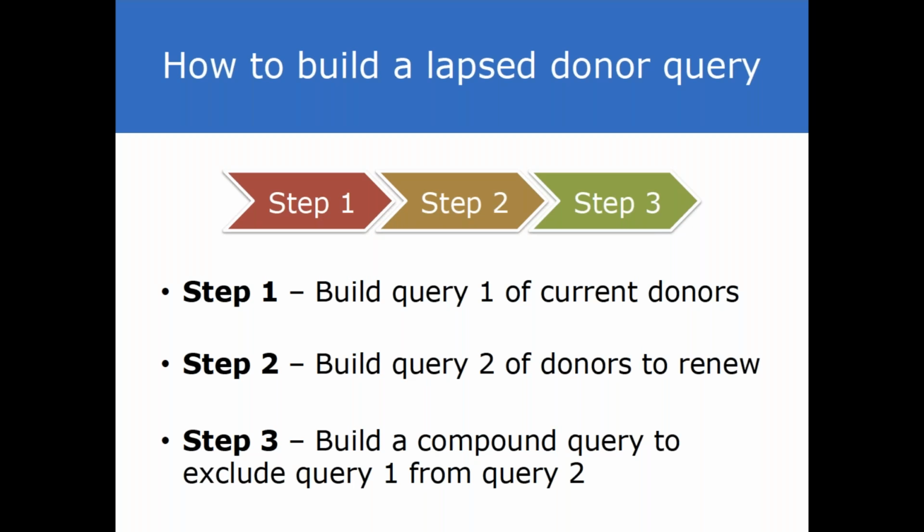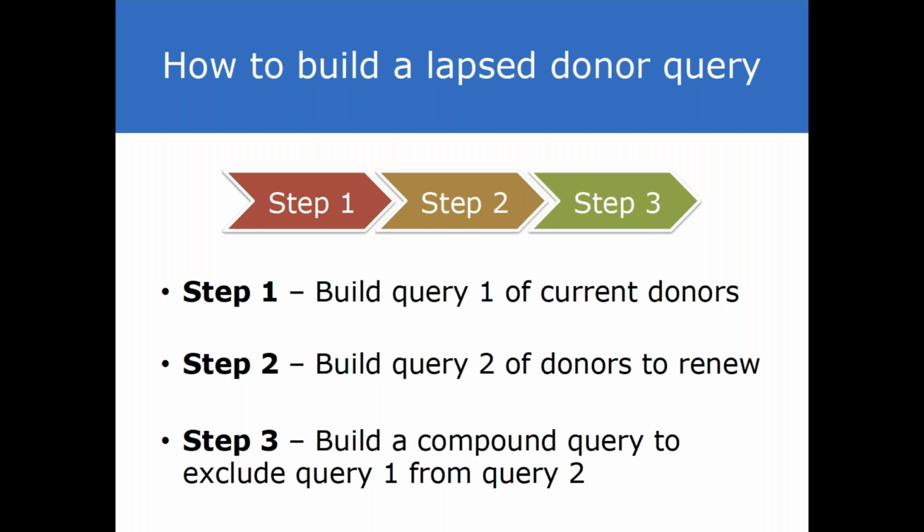First, set up a query of donors that are current. In other words, they have already given in the renewal period. Usually this means like a query of donors this year. So they're your current donors. Second, you want to set up a query of donors that gave previously who you want to renew this time period. So usually this means donors last year, if you're looking at just people who gave in the prior year but not this year. So again, the second query is donors you want to renew.